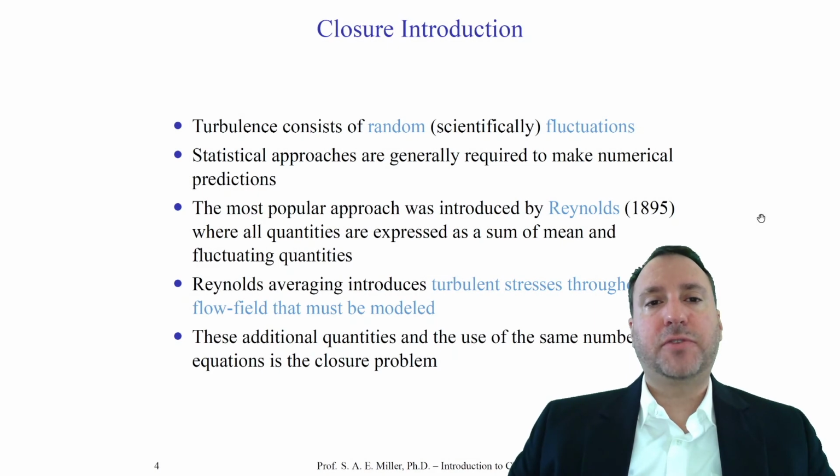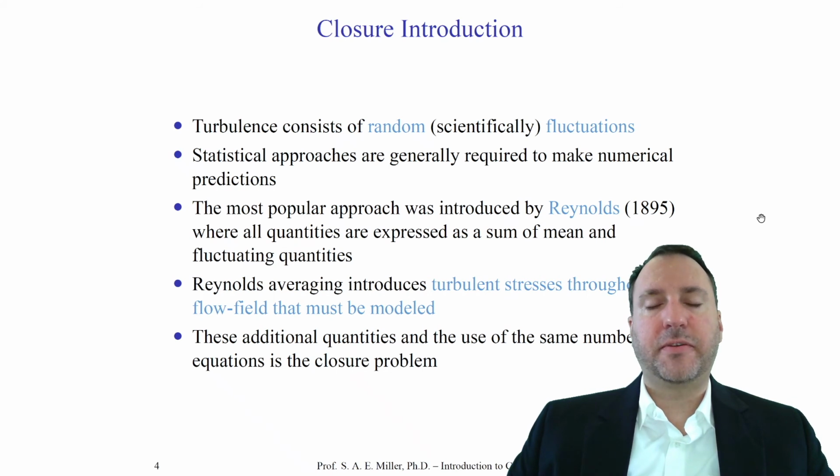Let's look at the topic of closure now. Turbulence will consist of random fluctuations. Now, by random, I don't mean in the true sense that they're unpredictable, but they do have some probability and statistics behind them to back them up. Turbulence is scientifically random. It appears random because of the chaotic nature of the equations.